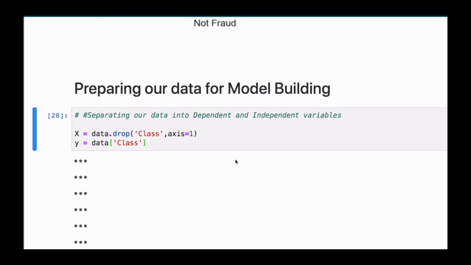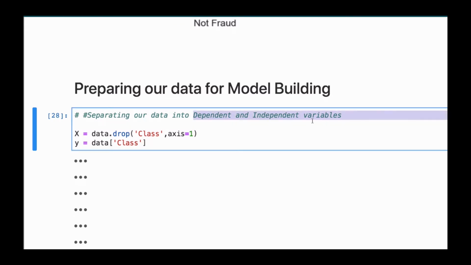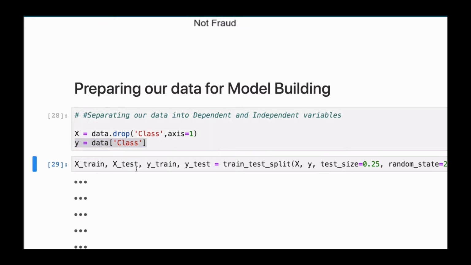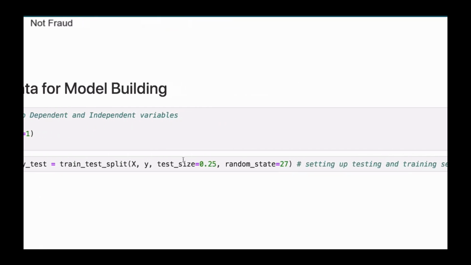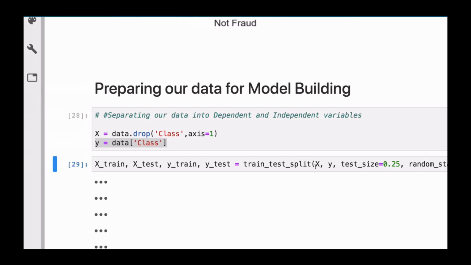So the first thing we have to do is to separate our data into dependent and independent variables. All right, so everything apart from the class, we're going to store it in a variable called x. Okay, and then the class column, we store it in a variable called y. Okay, then after that we can do our training and testing. So we're going to use this x and y here.